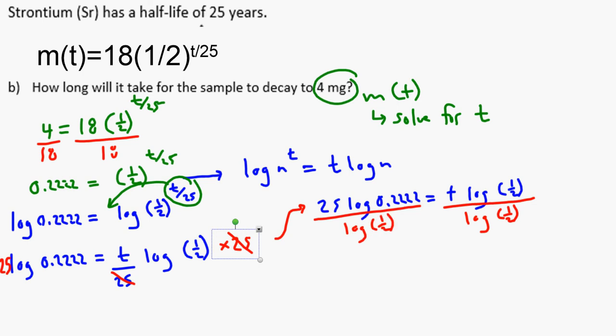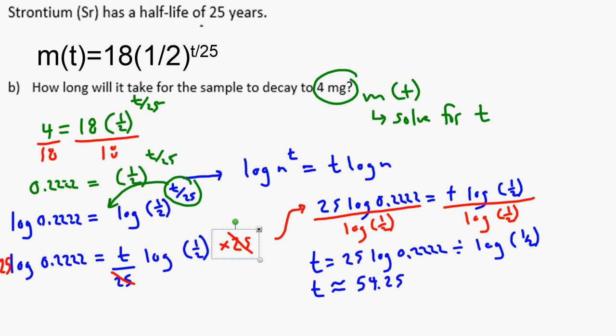So then I know that t will be equal to 25 log of 0.2222 divided by log of 1/2. When I put this in my calculator, I get approximately equal to 54.25. So again, we're using this brand new rule here.